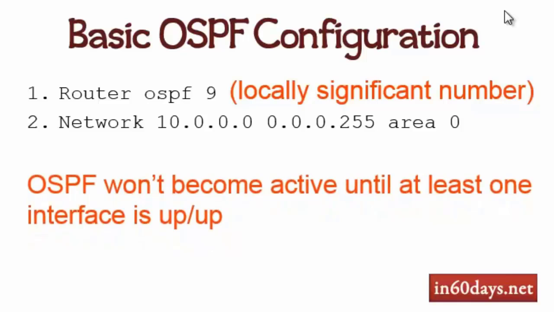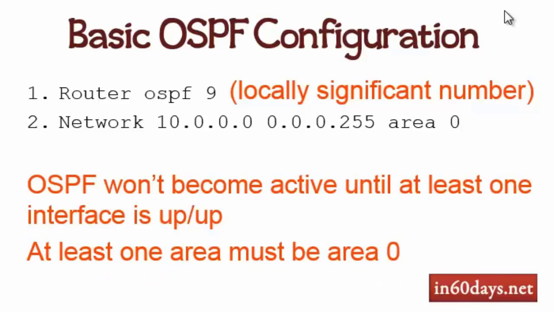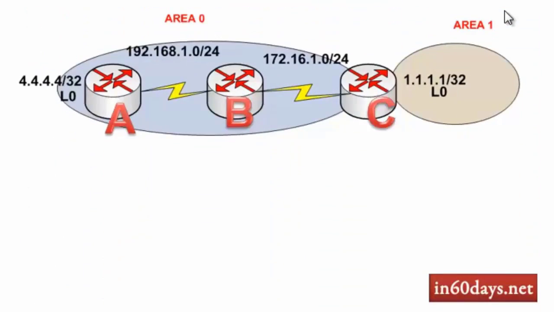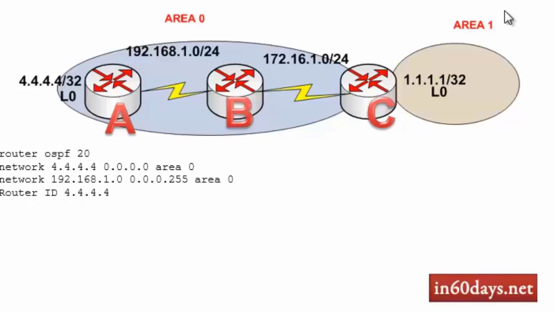OSPF will not become active on your router until at least one interface is in the up state. And of course, I've already mentioned before, at least one area must be area 0. So here's a multi-area topology. You need to be able to configure OSPF single area and multi-area. And as I said before, any non-zero area needs to be connected directly to area 0. Again, there are ways around this, but that's outside our scope for today.